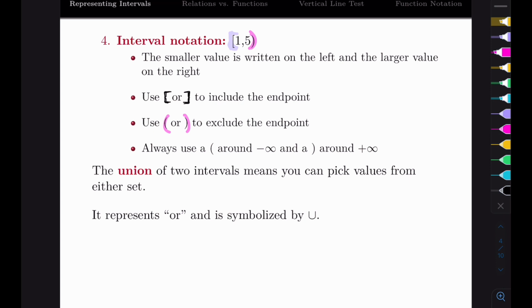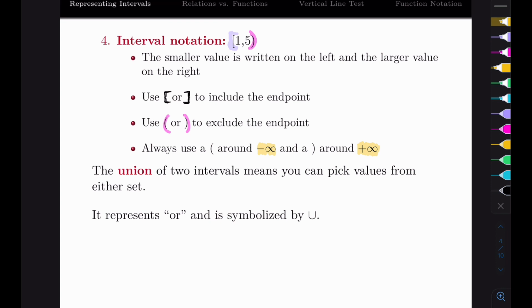If our interval happens to continue forever in one direction, you're going to have an infinity in that interval notation. We can never equal either of these. They're not real numbers, so I can't plug them into anything. So we always want to use a smooth parenthesis around that.